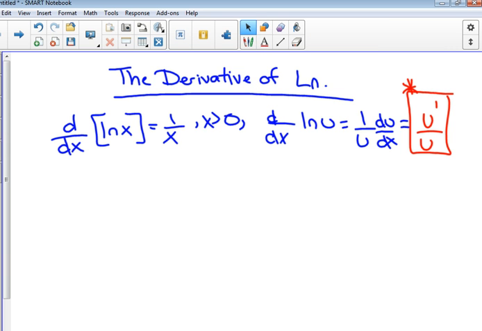Your book makes it very in depth, but you really only need to know one rule for this. So the derivative of ln x is 1 over x. But we don't really need to memorize this.